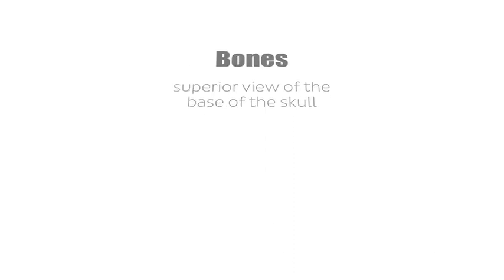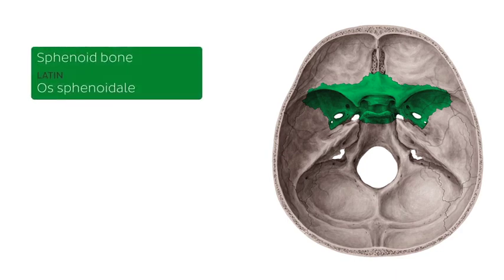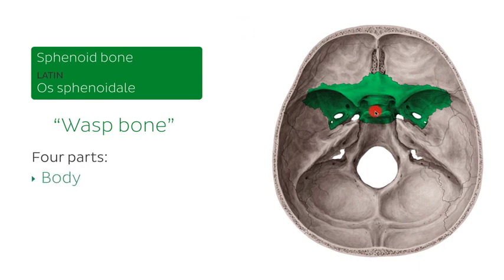The first bone is this one that you see here highlighted in green. This is known as the sphenoid bone, which is sometimes referred to as the wasp bone due to its shape. It makes up the middle part of the base of the skull and is comprised of 4 parts, 3 of which we can clearly see from the superior view of the base of the skull, which is the body. You can see it here. This is the body of the sphenoid. You also see the 2 greater wings here and the 2 lesser wings, as you can clearly see here.